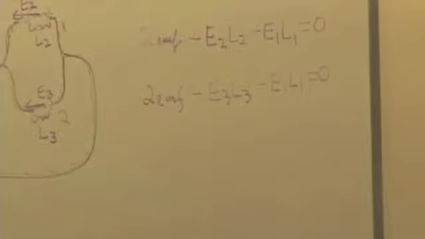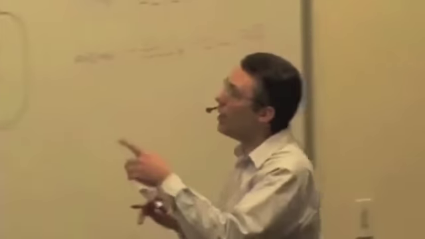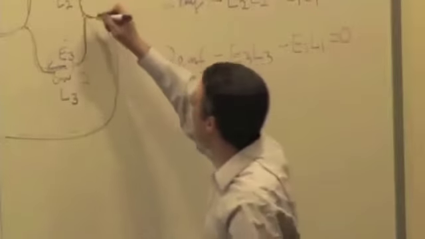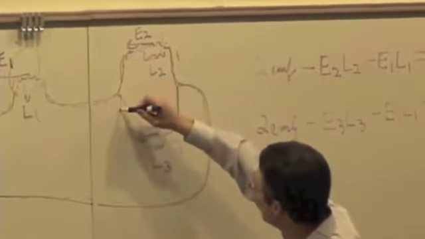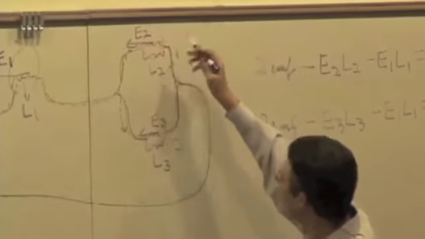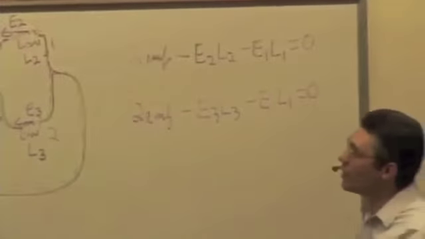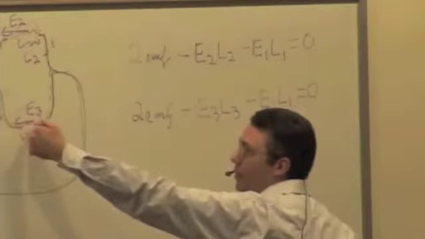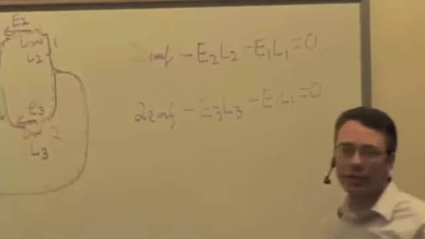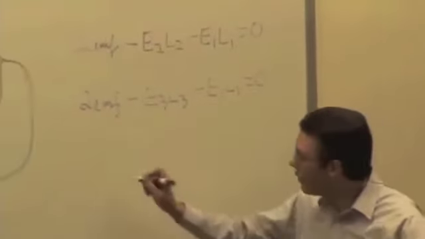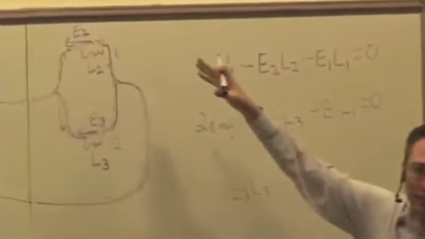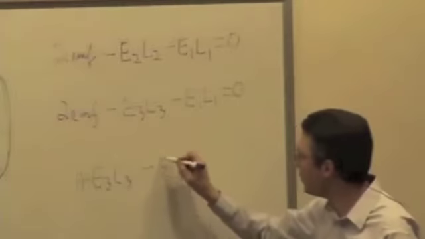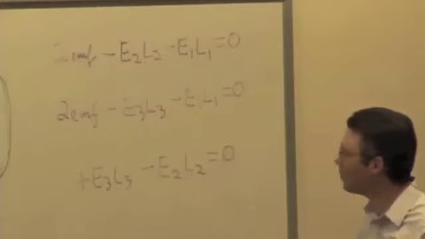Okay. What about the third loop, the one that just goes through the bulbs? Yeah, okay, so let's pick a direction here. It doesn't matter, but let's say we're going in this direction. So we're going to go counterclockwise. So if I go counterclockwise through bulb number 3 here, I'm going opposite of the direction of the electric field, so that gives me a positive, right? So I have positive E3L3. But then if I go through here in the same direction as the electric field, that's a negative, right? So minus E2L2 equal to 0.